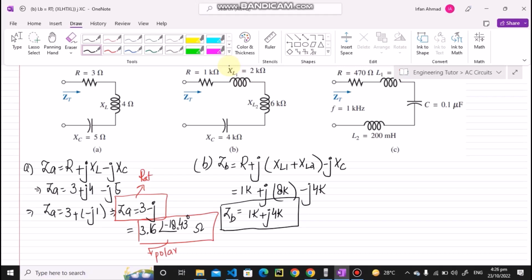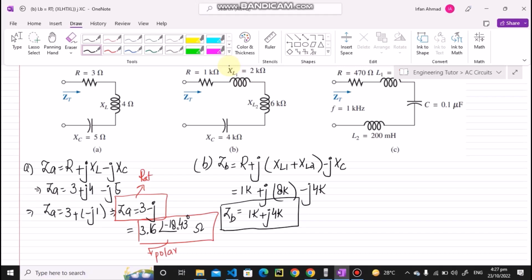So we can see that here we have different elements: inductive reactances and a capacitive reactance. We can very easily see that the nature of this circuit is now inductive because of this positive j in the impedance. The positive sign connected with this j term illustrates that the nature of our circuit is inductive.